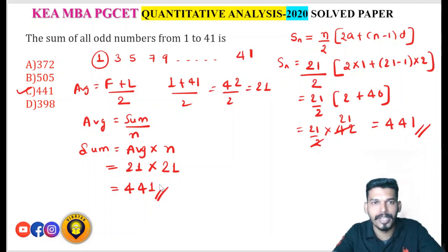Okay, so in this way also you can find the sum of all the odd numbers from 1 to 41. Clear? Next one.